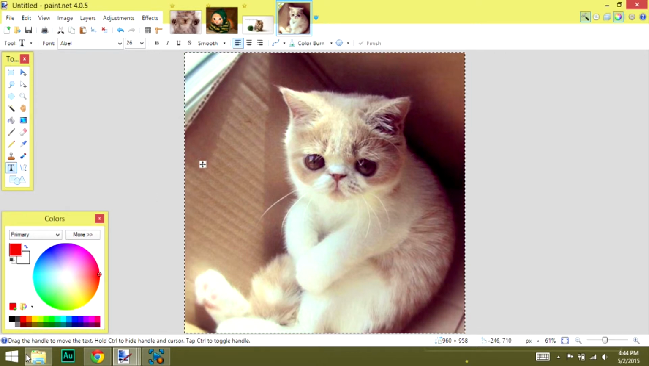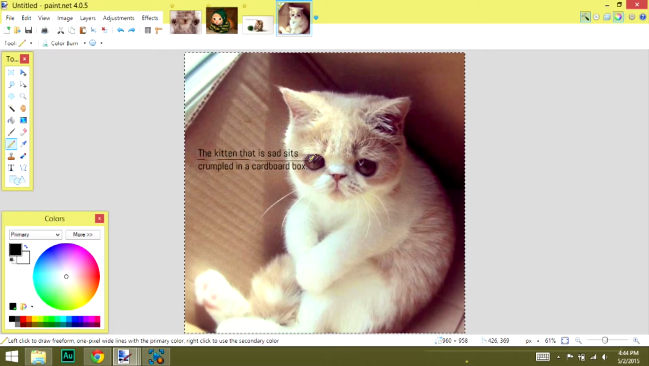So a noun clause is interesting because the clause itself can be replaced with a noun. So in this case, we'll write the sentence, the kitten that is sad sits crumpled in a cardboard box. So the kitten that is sad is our noun clause, and crumpled is the complete part of the sentence. So this clause is obviously still a clause because it has a subject and a predicate, the subject being the kitten, and is sad is the predicate. And we do see a relative pronoun in there that is that, but it's okay because the whole thing can be replaced with a noun.